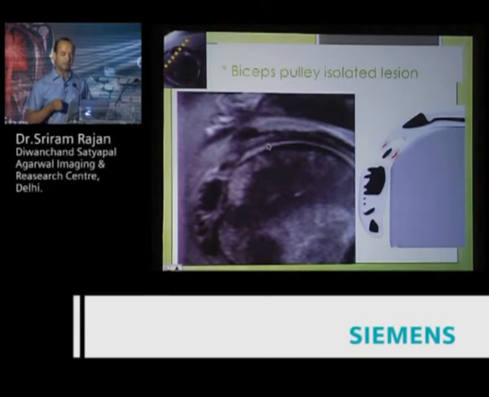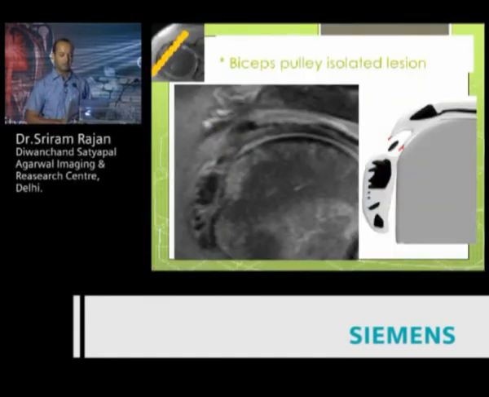There is only one case in all my experience up till now in which there is an isolated tear of the biceps pulley, and there is displacement of the biceps tendon out of the pulley, which has been proved by arthroscopy also. This is something which, unless you mention it, the arthroscopist might not look for, and the patient will have pain and will have continuous tendinosis and tear of the biceps tendon thereafter.